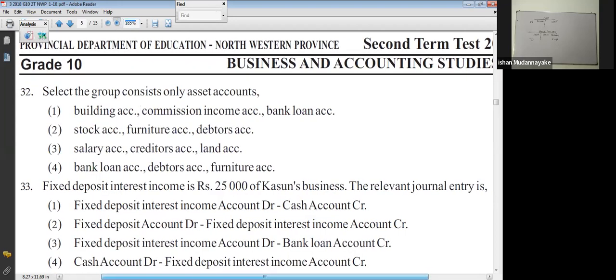Second one. Select the group that consists only of asset accounts. What's the answer? Second one. Yes, the second one is the answer. Tisasna, correct. Sanjali, yes, correct. Monali, yes. Sara, Rusla, yes. Second one is the answer. Ilupi, yes, correct. Stock account, furniture account, debtors account. Okay, the second one is the answer. Right.